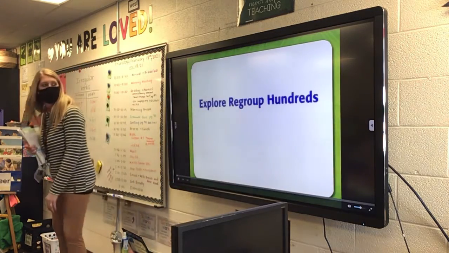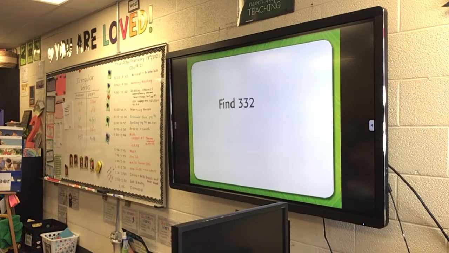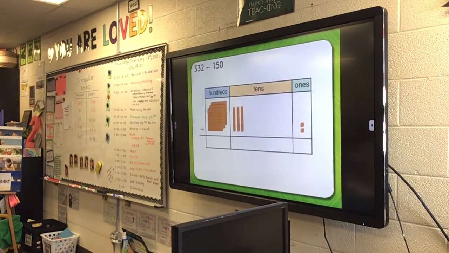Explore Regroup Hundreds. We are going to find 332 minus 150. First, let's look at the numbers in the ones column. How many ones are there in 332? 2. How many ones are we going to take away when we subtract 150? That's right, 0. Tell me what 2 minus 0 equals. If you said 2, you're correct.